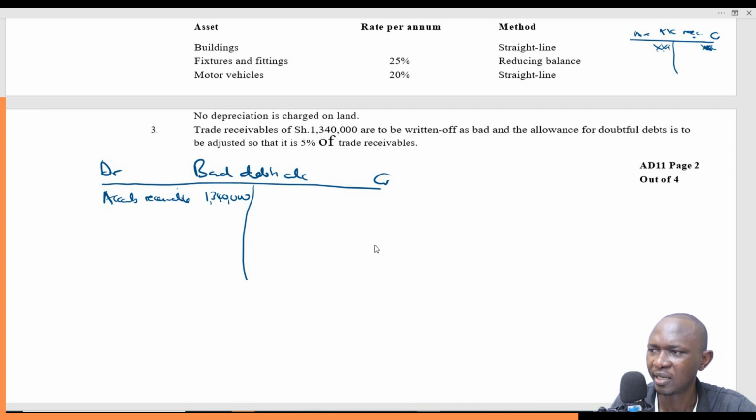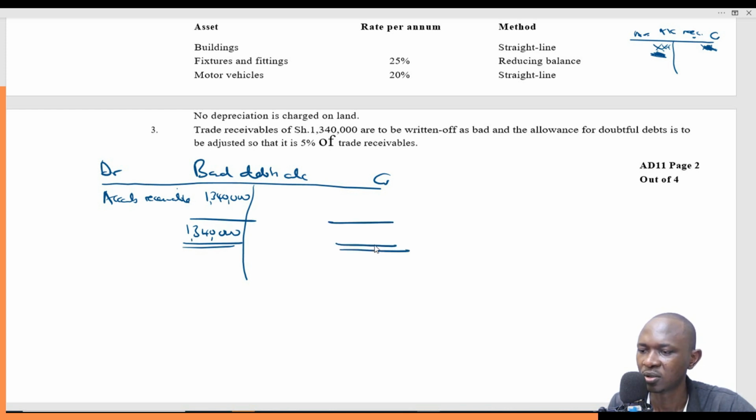Debtors is a debit account, but because we are reducing this, we will credit the debtors account. The reason will be bad debt account. So we come here, bad debt account. We show the reason for this is accounts receivable. So we'll have it like that, and then we simply close because there is no other transaction. 1340, like that. And then here we also close 1340. The side with the highest figure is always the balancing figure. And then we say to P and L, because this is a loss and losses go to P and L.